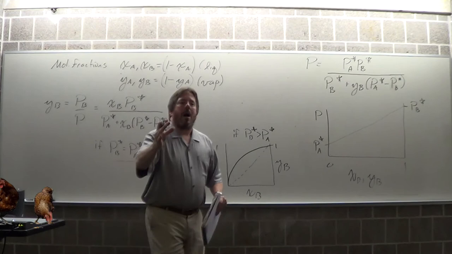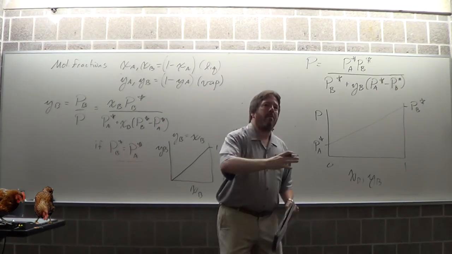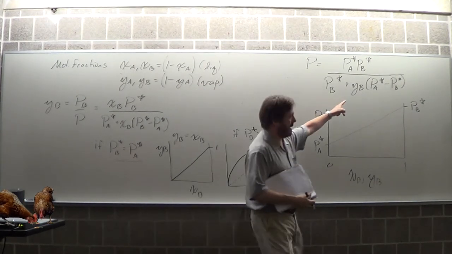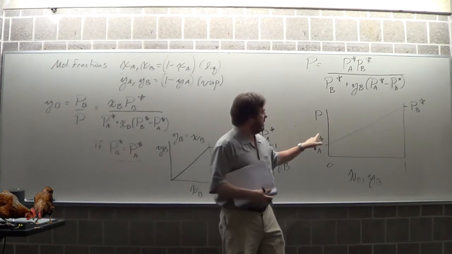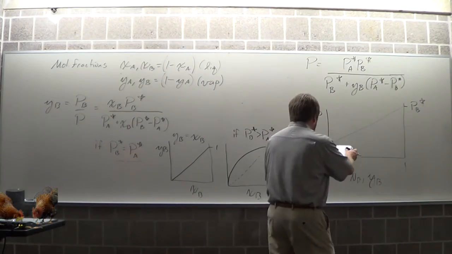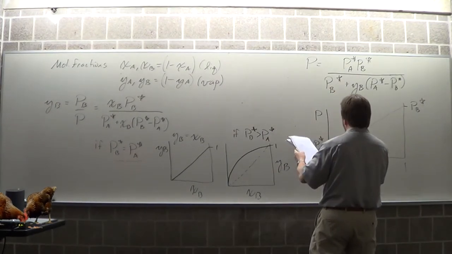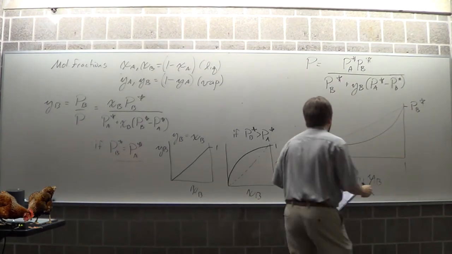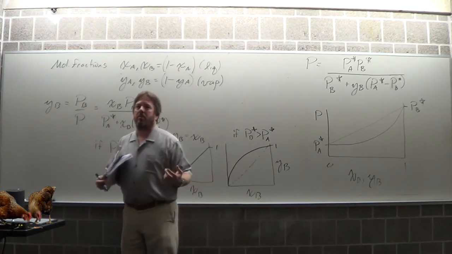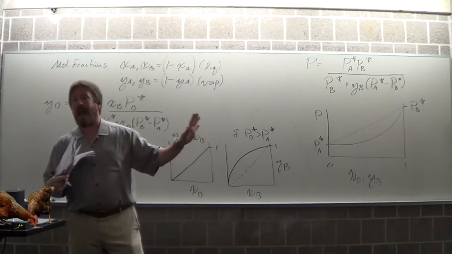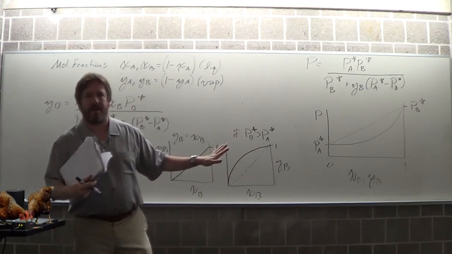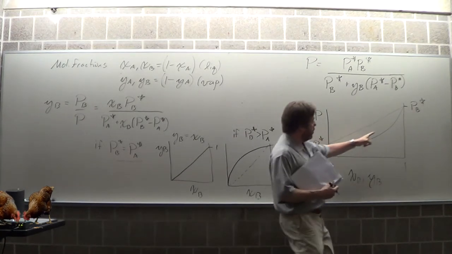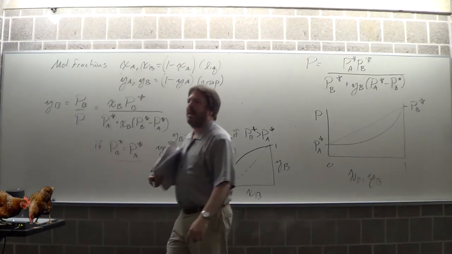Now I'm going to put the same pressure as a mole fraction of B. And the damnedest thing is, when the partial pressures aren't equal like this, you actually get this behavior. They begin and end at the pure partial pressure, because it has to do that. It would be crazy if it didn't. But it bows downward.